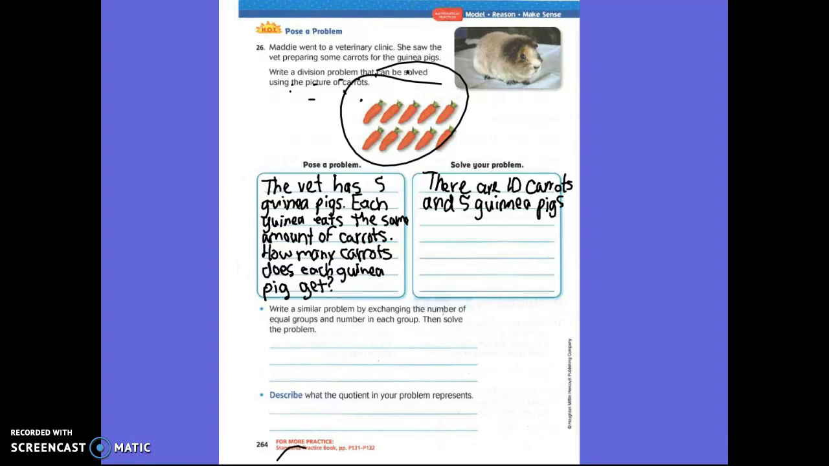So what is our problem, guys? What is our division problem? 10 divided by 5 equals 2 what? 2 carrots. So how many carrots does each guinea pig get? 2 carrots.